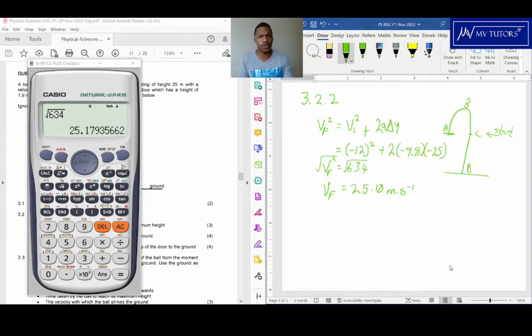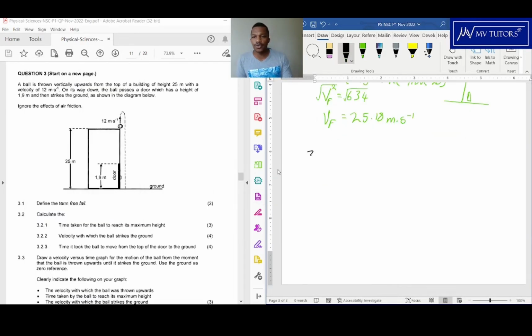Just a quick question. Would it have made a difference if I said my starting point is at A instead of C? Would the answer be different? Well, if you said yes, then you are wrong. But if you said no, the answer won't be different. You are right, because you are squaring it. The same initial velocity there, you're still going to square it, and you'll get a positive value. Any number you square is always going to be positive. So no difference, the answer is still going to be the same.